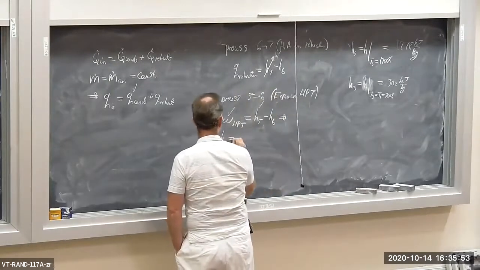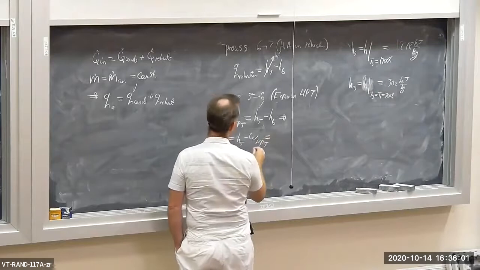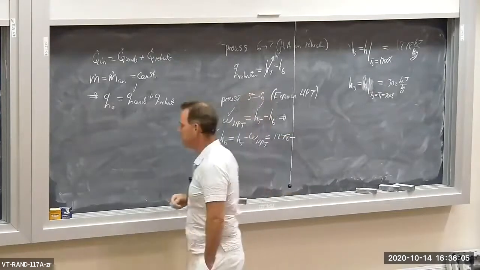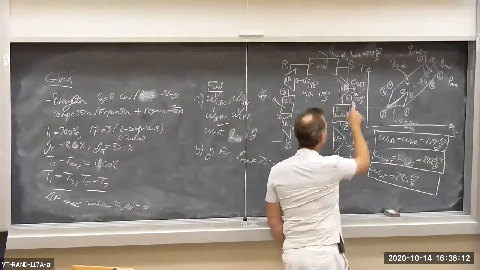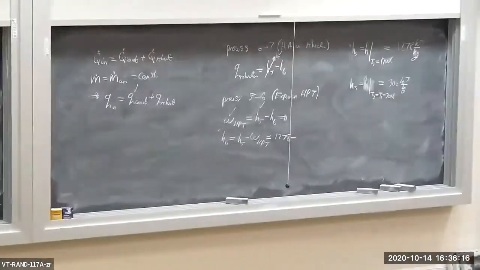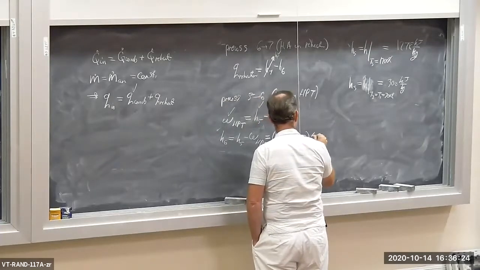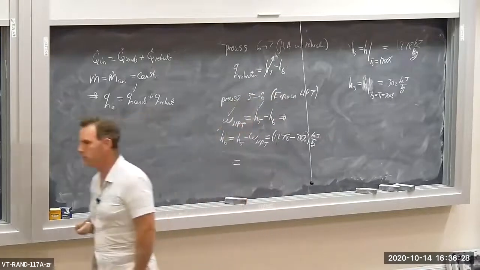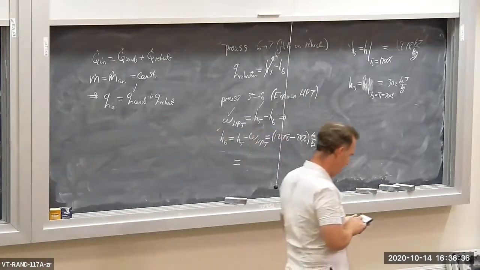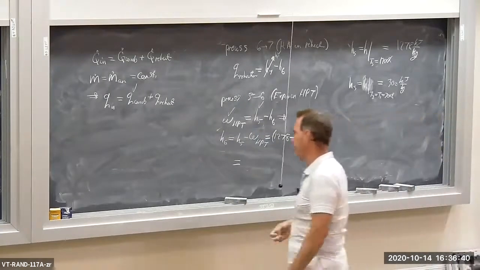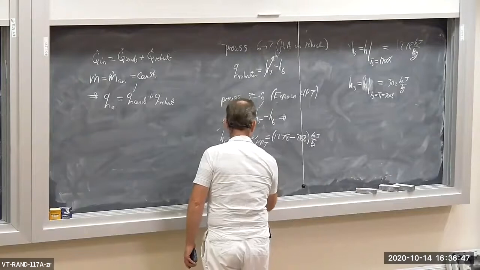So H6 equals H5 minus WHPT. Let's see, H5 is 1278, and the specific work for the high pressure turbine, we already calculated that, is 282 kilojoules per kilogram. 1278 minus 282 is 996 kilojoules per kilogram. That's H6.